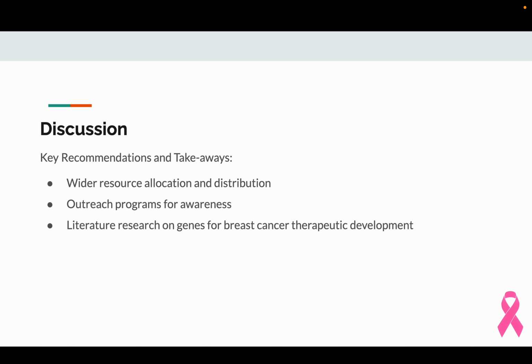Moreover, an increase in outreach programs can help to raise awareness of the positive effects of radiation therapy and even provide self-diagnosis techniques to avoid advanced or late-stage tumor prognoses. And finally, we recommend that more literature research be conducted on the genes that we have previously identified to determine their potential and effectiveness as targets for breast cancer therapeutic development in the future.